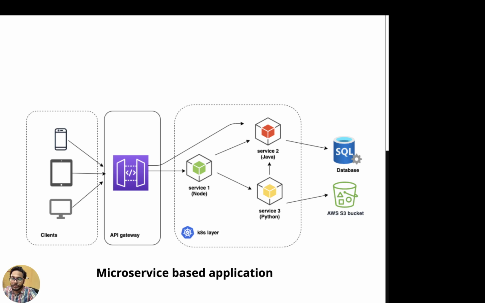As you can see, Node communicates with the Python and Java services, and Python communicates with Java. The client request is routed through the API gateway, which communicates with the respective service depending on the request type. Now, consider a scenario.